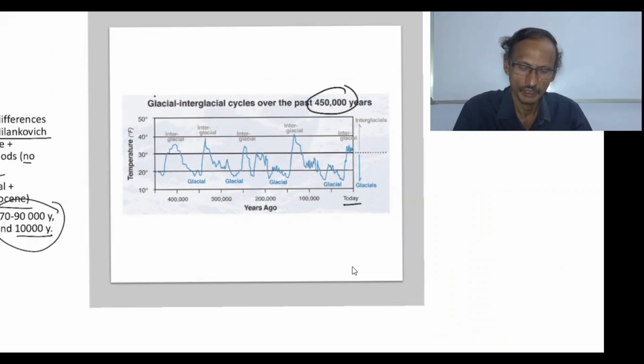Today, we are in interglacial. And around more than 1 lakh years ago, it was again interglacial. Glacial, glacial, interglacial. Like this has been going on. Interglacial temperatures are touching 40 F. Glacials are much lower.